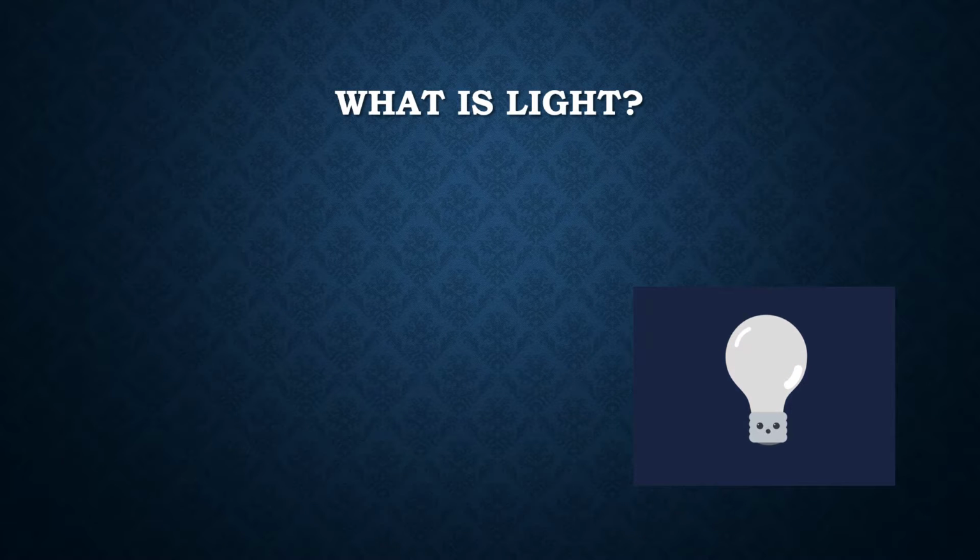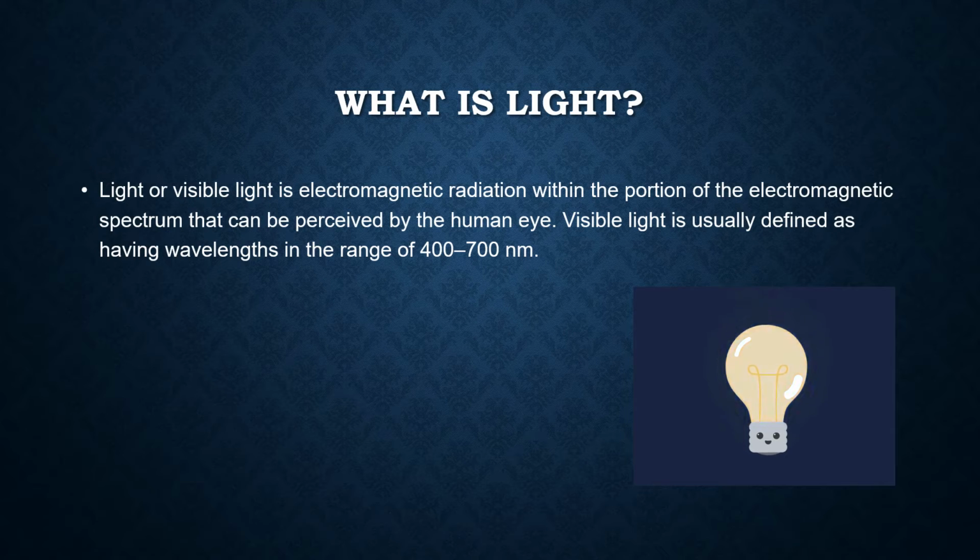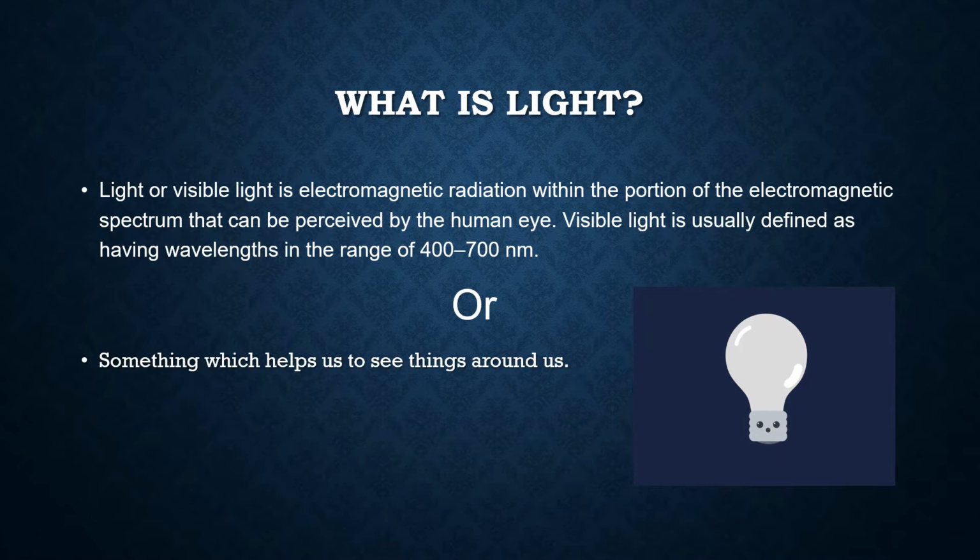What is light? The proper definition of light is: light, or visible light, is electromagnetic radiation within the portion of the electromagnetic spectrum that can be perceived by the human eye. Visible light is usually defined as having wavelengths in the range of 400 to 700 nanometers. Or, light is something which helps us to see things around us. Everything that you can see around you, for example, a book, a table, a laptop, a movie, is because of light.